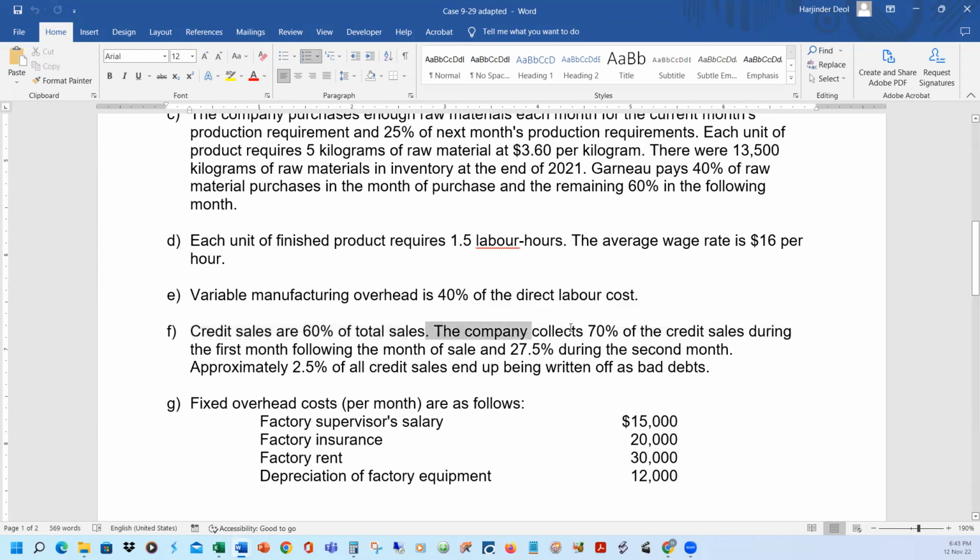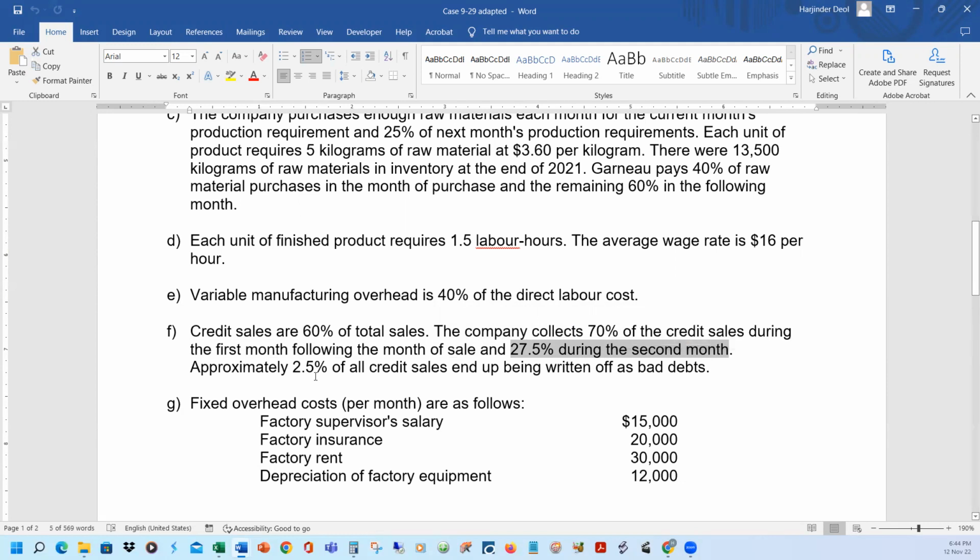The company collects 70% of the credit sales during the first month following the month of sale. So if you had any sales in January, 60% of the sales of January would be made on a credit basis. And of that amount, 70% will be collected in the following month, which is February, and 27.5% during the second month. So the second month following January is March.